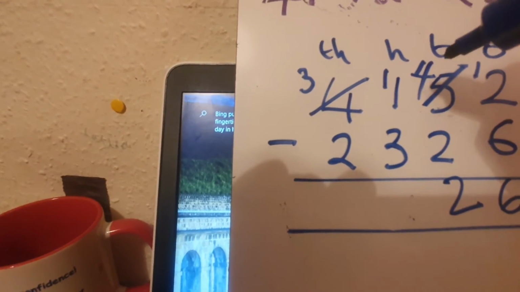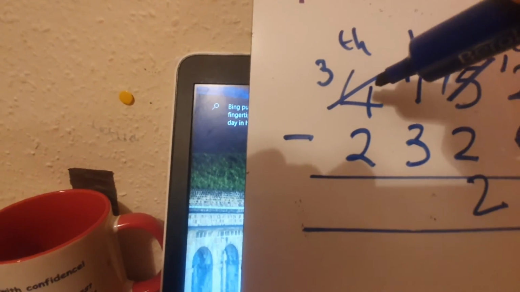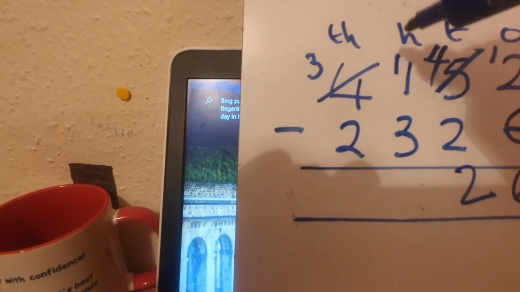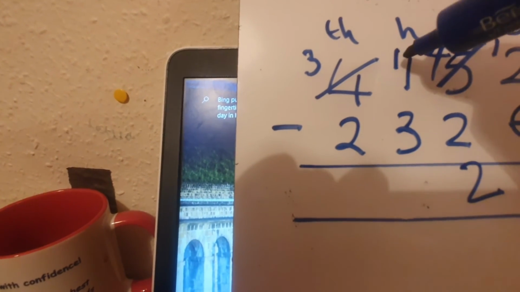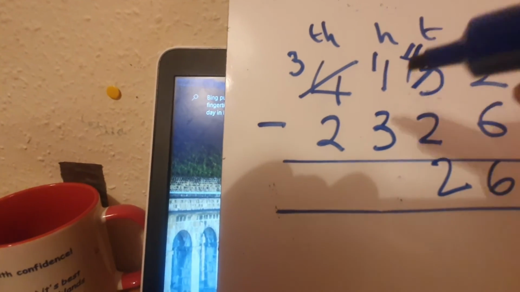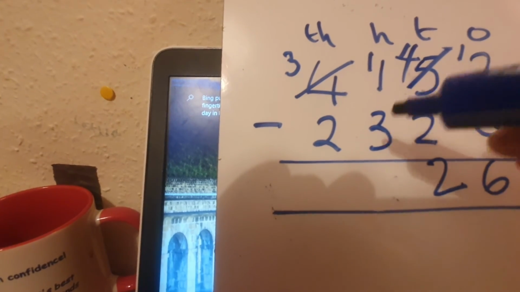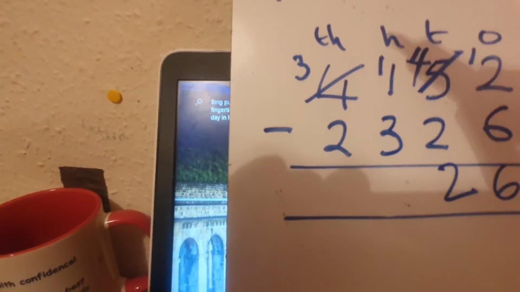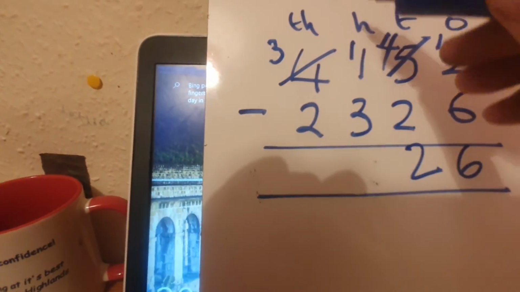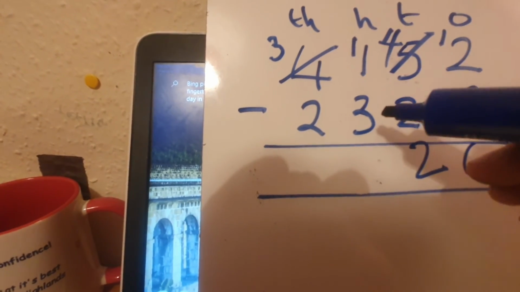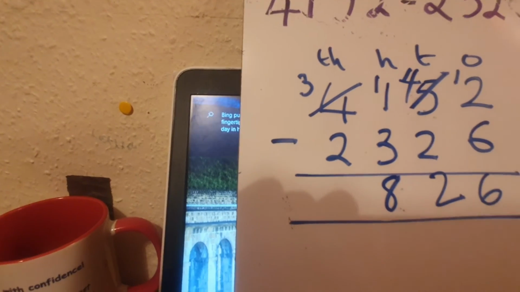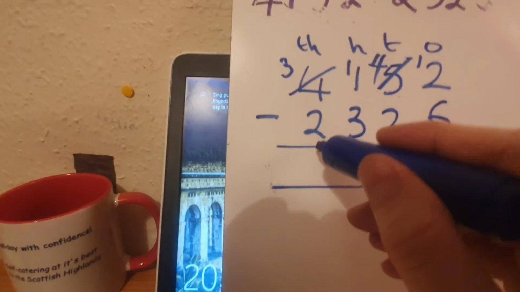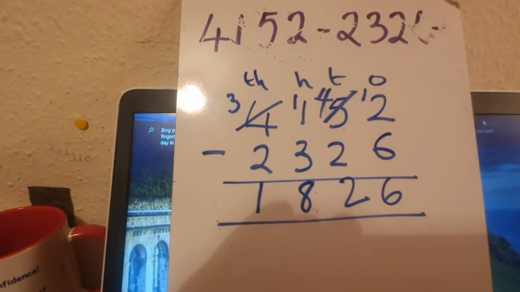Okay? So 4 take away 1 is 3, and that 1 we've put over here. So that's become 11. 11 hundreds take away 3 hundreds. So 11 subtract 3. 11 take away 1 is 10. Take away 2 is 8. And now 3 take away 2 is 1.